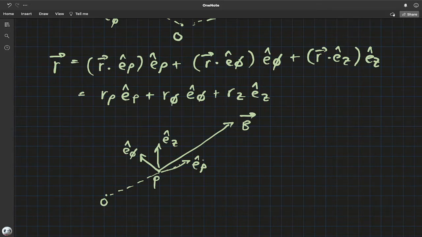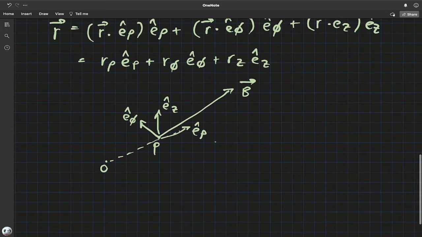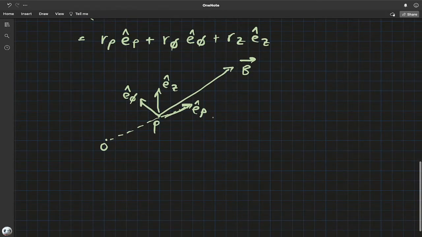Your e phi hat. So if you want to write a vector b in terms of components, express b in this cylindrical system. So we need to find components for each of these guys.